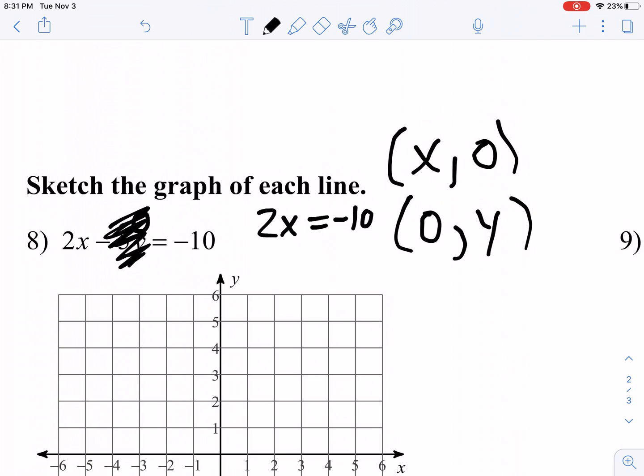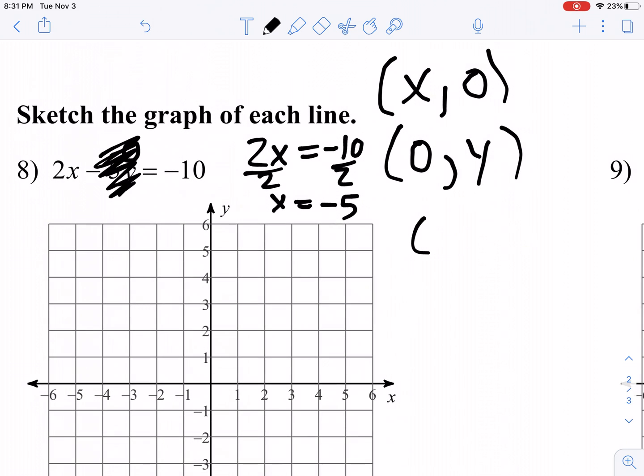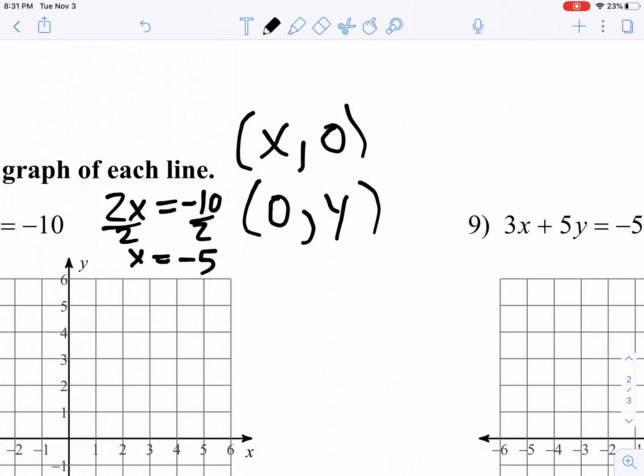Well, solving for this, we divide by 2 and we get x equals, what's a negative 10 divided by 2? Negative 5. So my x-intercept written as a point, maybe I'll just write it to the side here, is negative 5, 0. Okay, so that's what my x-intercept is going to be there.